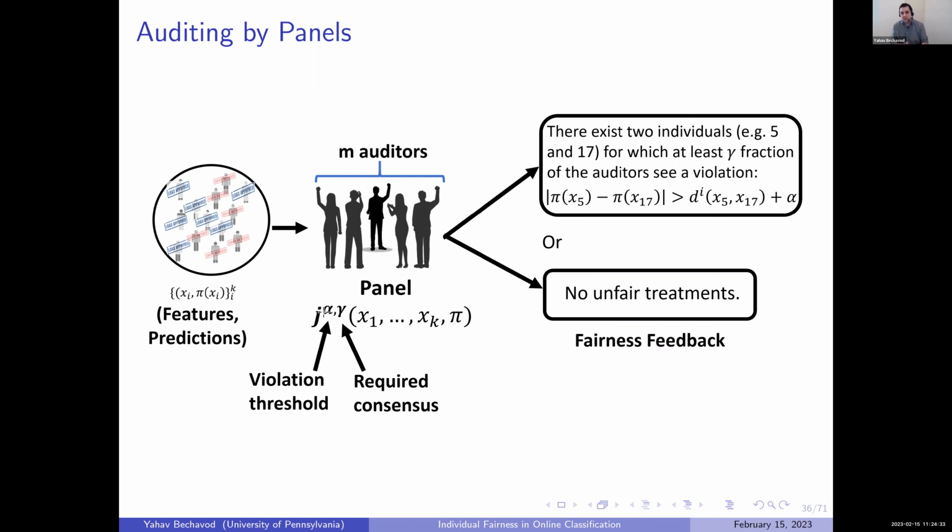But if it's all the way to unanimous decisions, and you set gamma to be 1, then you only treat violations as cases where the entire panel thinks that there is something wrong about the treatment. Does that answer your question, Saeed? Yeah. Yes, thanks. All right.